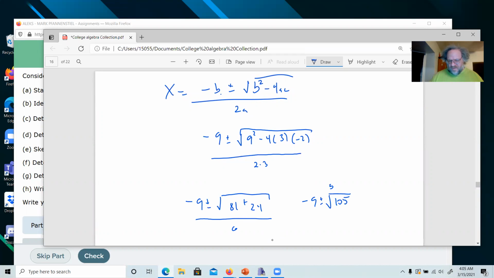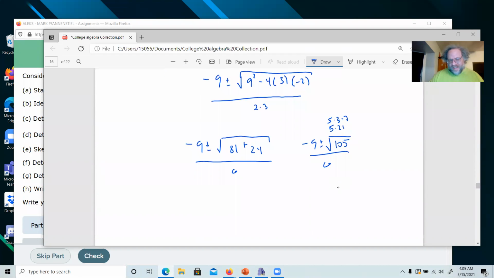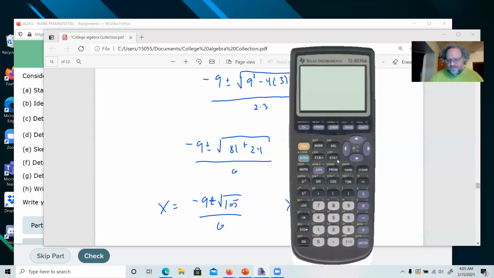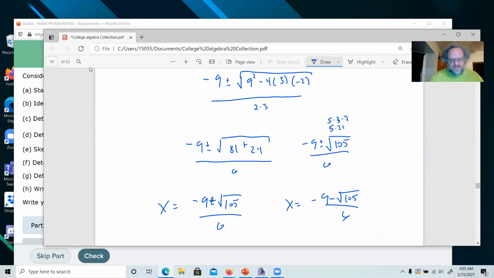One of 5 is 5 times 21, which is 5 times 3 times 7. There's nothing there. Okay, we're just hanging out with this horrible number. So my x-intercepts are x equals negative 9 plus square root of 105 divided by 6, and x equals negative 9 minus the square root of 105, all divided by 6. Like I said, I'm sure those are delightful numbers. Yeah, we'll come back to that.